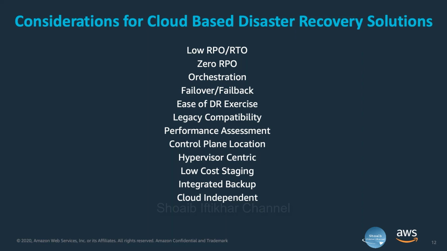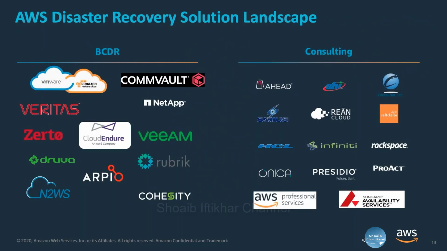And lastly, cloud independency. So, you may be using on-premise cloud, and you want to be able to choose your cloud provider of choice. Many of these ISVs, even AWS native ones, are actually cloud independent, and we'll cover that in a little bit. So that brings us to the landscape of AWS disaster recovery solutions.